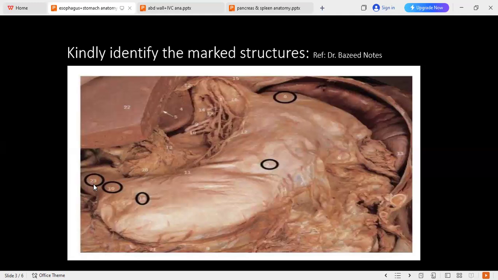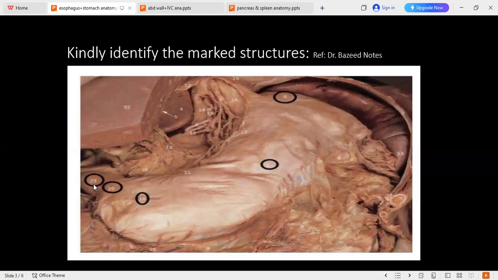Please tell me the venous drainage as well. Left gastric, right gastric, draining into the portal vein, and short gastric and left gastroepiploic veins draining into the splenic vein. And right gastroepiploic is draining directly into the superior mesenteric vein. Yes. All right.